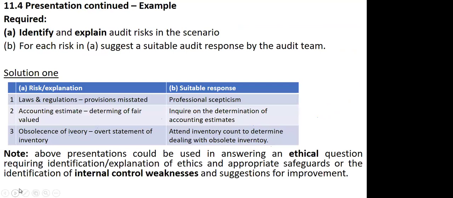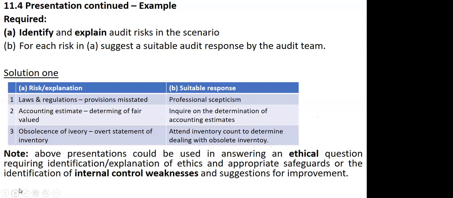In terms of presentation, please take note of the following. A question requires, let's say, identify and explain in part A, and then for each item in part A, suggest a suitable audit response. Columnar form is recommended. It will save you a lot of time. As long as you clearly explain, sure. I've said on that slide, solution 1, part A, risk and explanation, so the examiner or the marker will know that this is your answer to part A. Then in the next column, you've indicated clearly part B, suitable response. And therefore, the two are easily related. That's the beauty with this particular format. You will know that the response here is for part number 1 and so on.